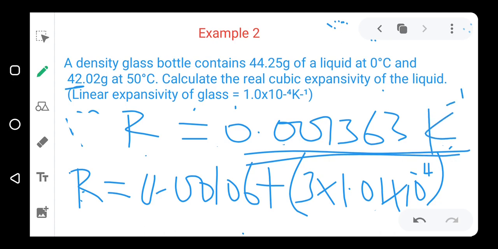So this is how to calculate the real cubic expansivity and how to calculate the apparent cubic expansivity of a liquid using the parameters given to you. I hope that this is very clear. Thank you.